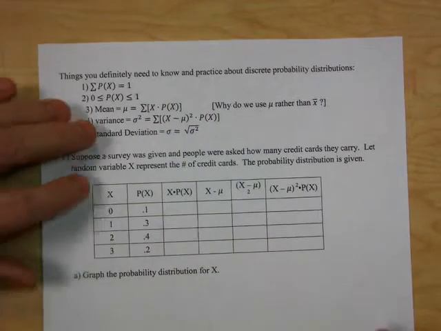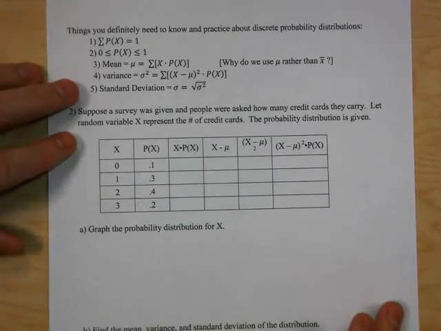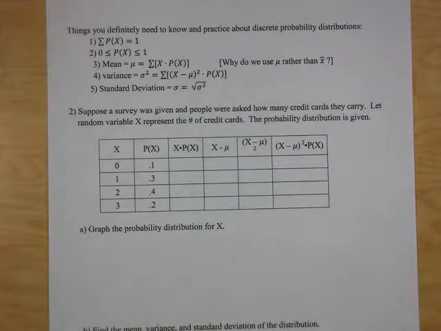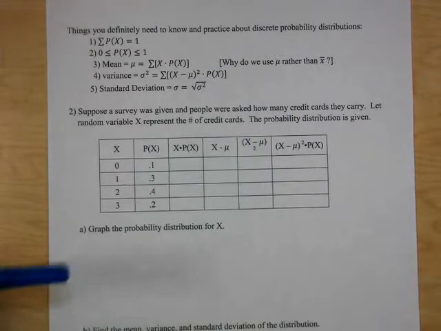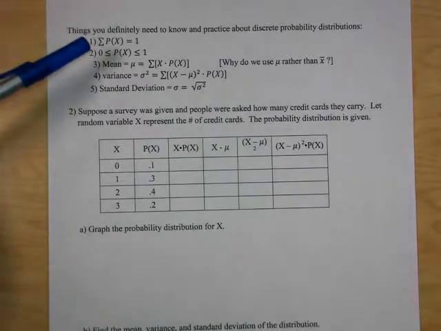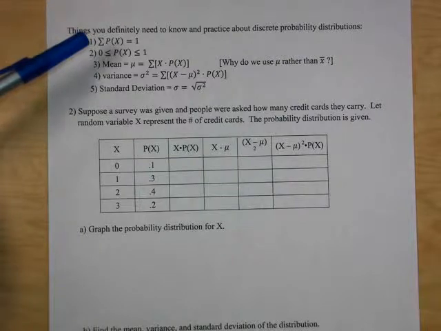So if we go to the next page, there are some things you definitely need to know when looking at a discrete probability distribution. Number 1, the sum of p of x equals 1. All that means is when you add up all the probabilities of each event, they add up to 1.